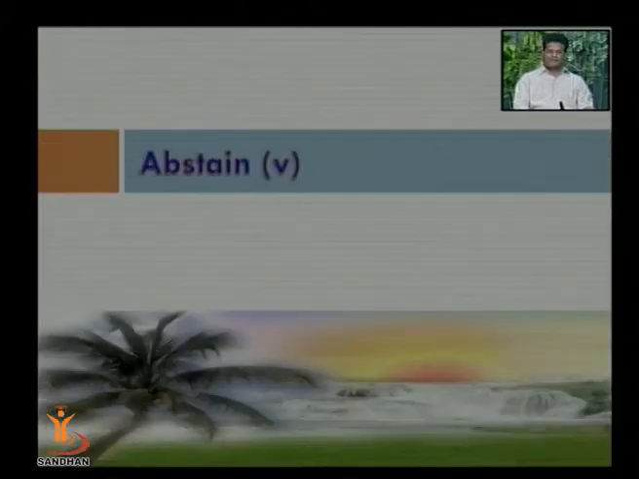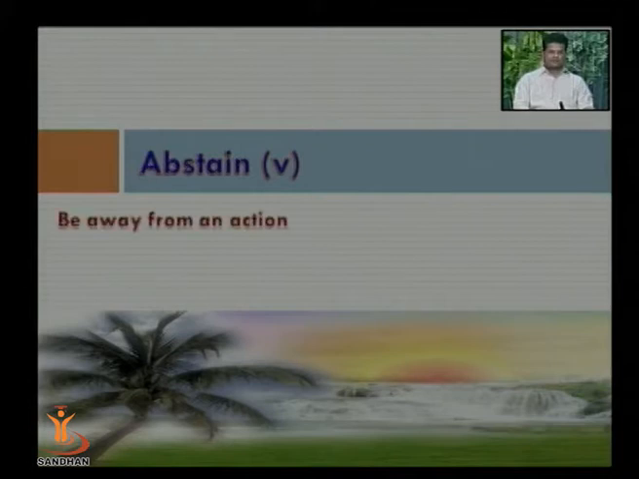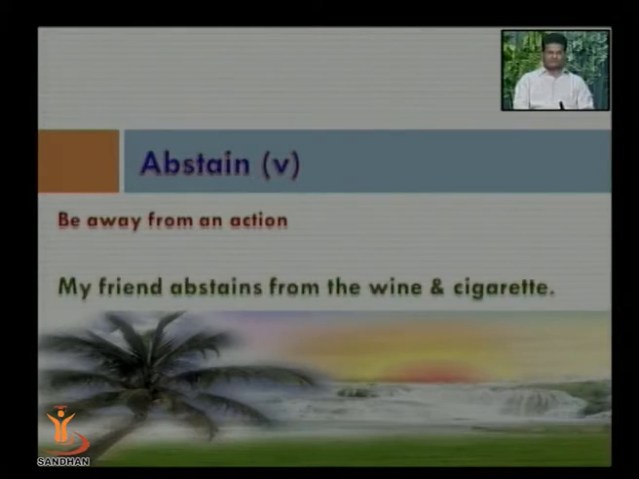The first is abstain, used as verb, be away from an action, to remain away, to not take part in any action. My friend abstains from the wine and cigarette. That means the friend doesn't like to take wine or smoke.